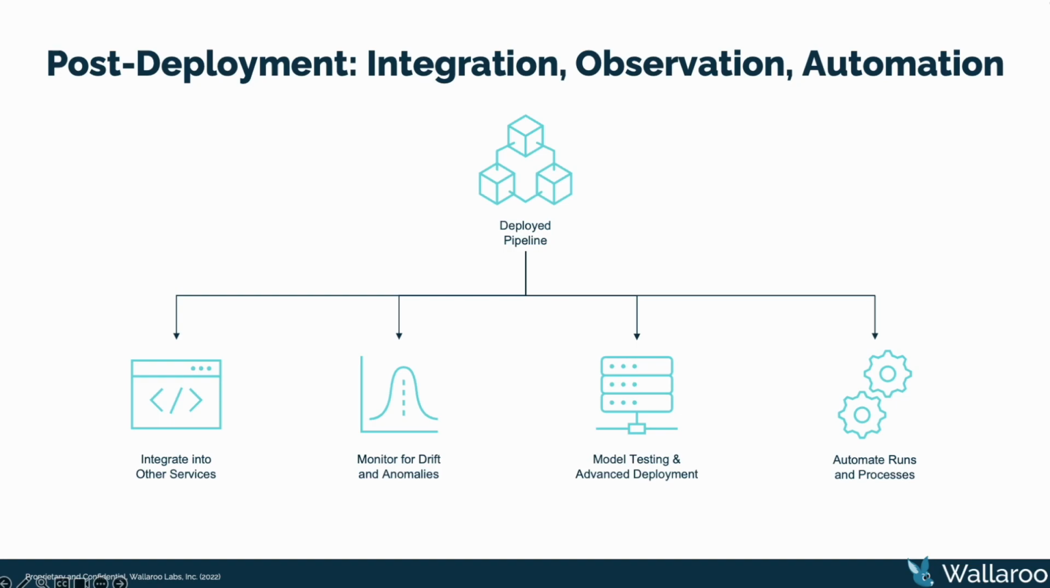Wallaroo also supports more advanced deployment patterns geared towards model testing. This includes things like A/B testing and shadow deployments so that you can compare your challenger models to your champion models that you have in production. Wallaroo also supports no downtime hot swapping so that you can promote these models as necessary. Finally, Wallaroo allows you to automate batch workflows so that you can automatically schedule pipelines to run on a regular basis, including pulling fresh data from external data sources and writing those results back.